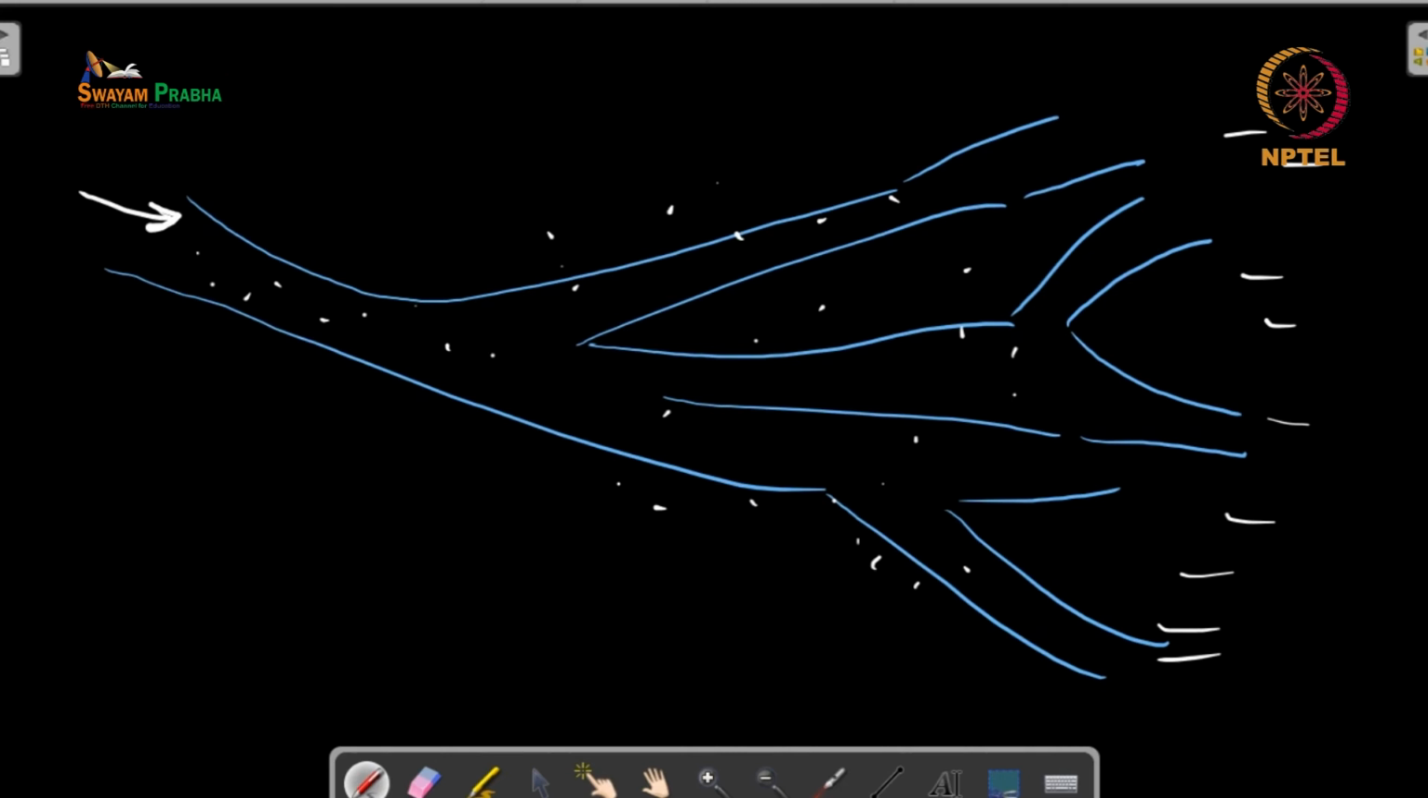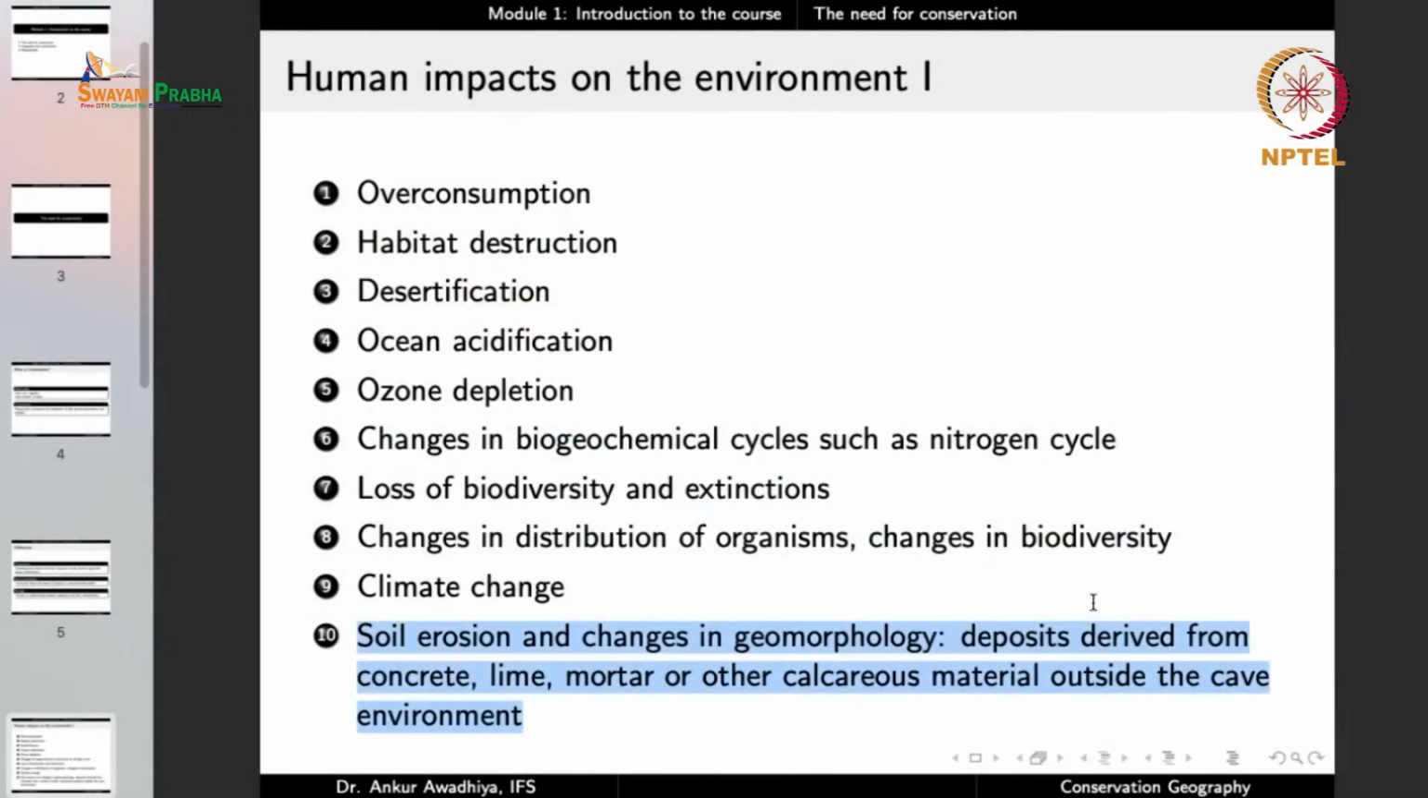On the other hand, we are also constructing dams in certain locations. If you construct a dam, then all of this silt will get accumulated there and less silt will reach the deltas, which would mean that the deltas would start to shrink. So we are observing changes in the geomorphology of the planet.